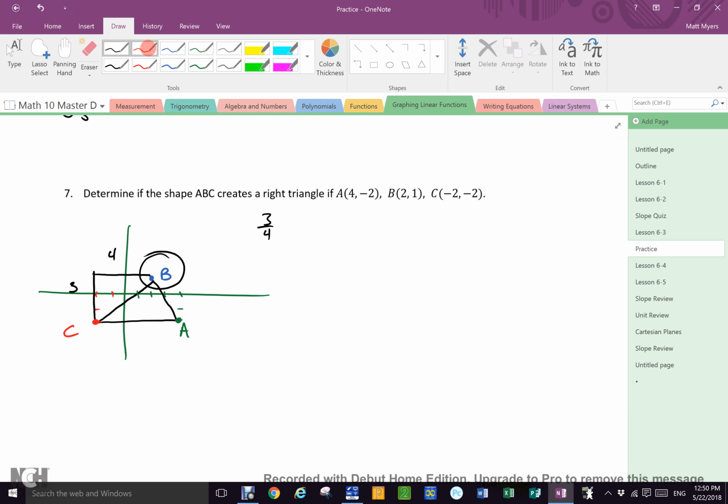Then we could check B to A, which is up how far? 3. And that way, how far? 2. Are those negative? Negative 3. Are those reciprocals? No. So is it a 90 degree triangle? No. No. How else could I find it?